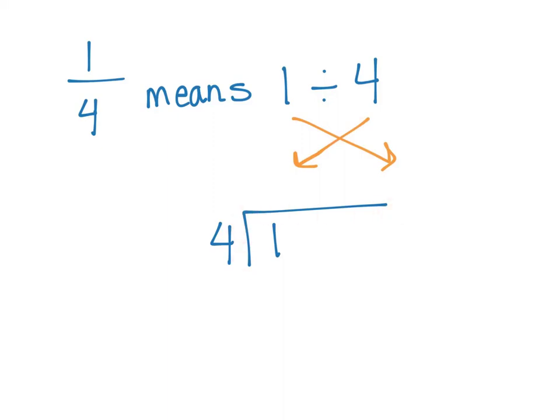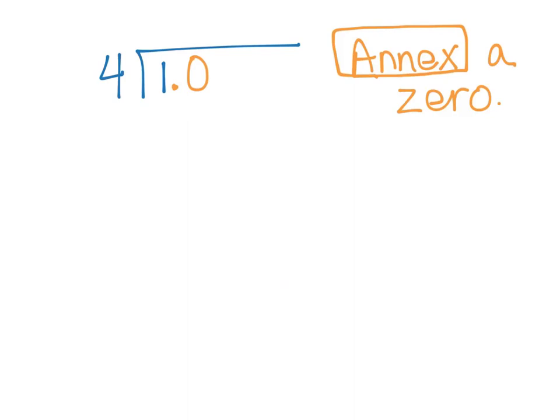So now we're looking at how many times does 4 go into 1? Well, 4 cannot go into 1. So what we need to do is annex a 0. What that means is we add a decimal point and then we add a 0, so we're making this number larger. As soon as we add a decimal point, we need to make sure we bring that straight up into our answer.